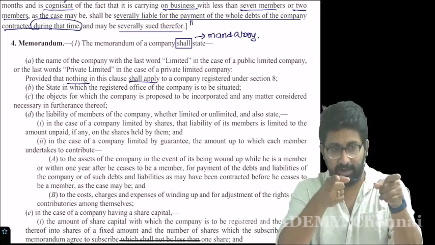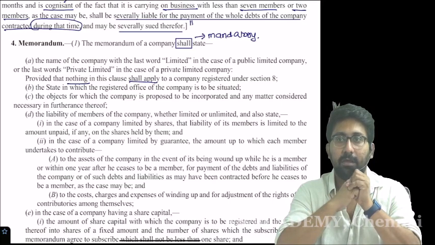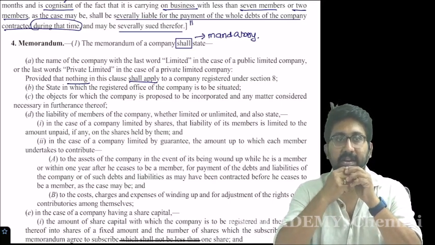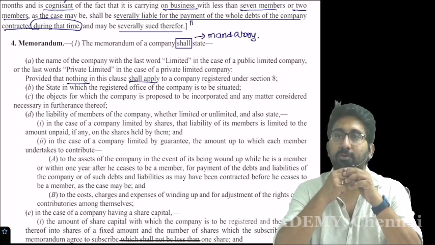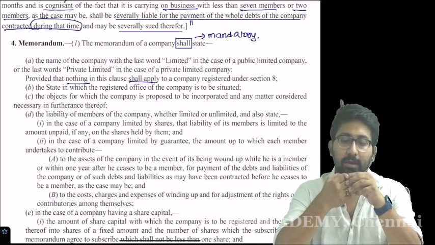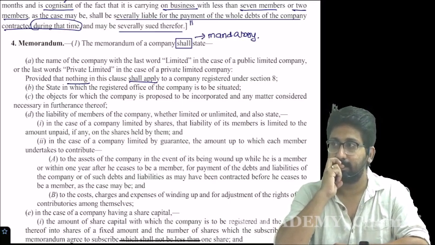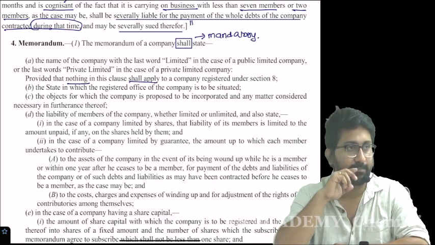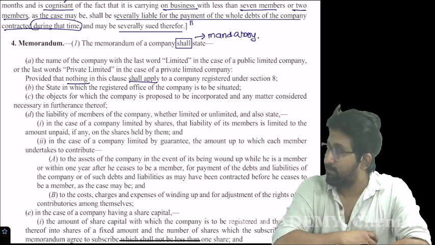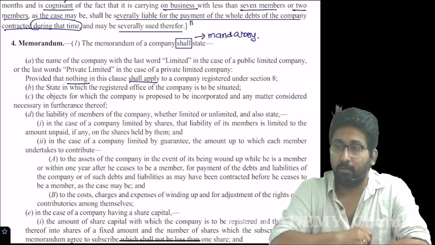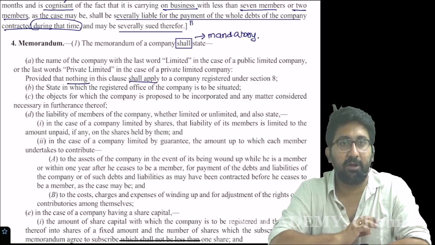The question is, write down there: Can a Section 8 company voluntarily use the words limited or private limited at the end of its name?